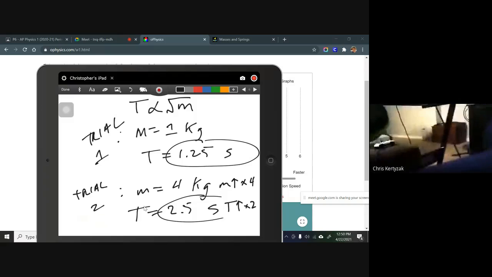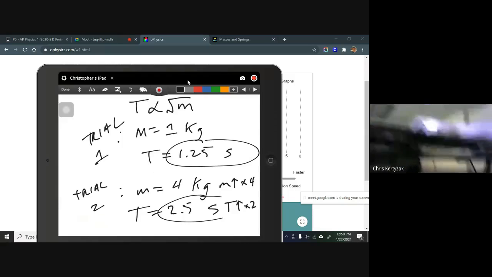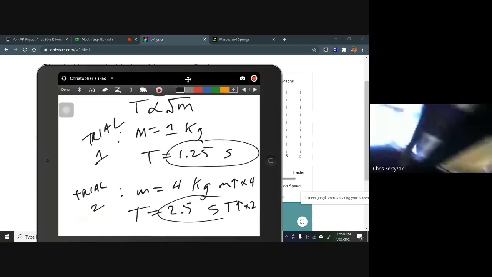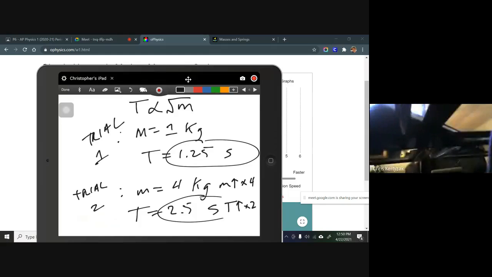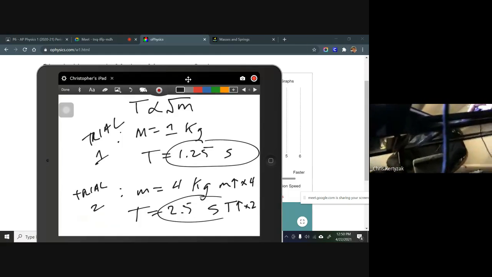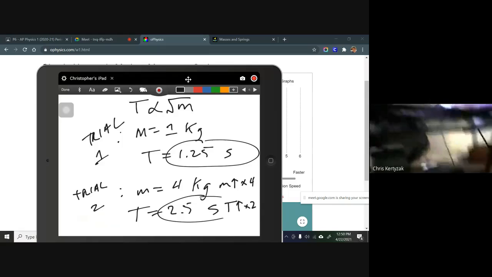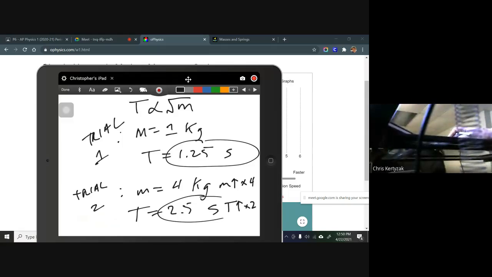Because that's what the data on this virtual simulator shows, but it's a bit hard for me to do. Though I have my setup here, unfortunately I didn't bring 2 masses where one of them is 4 times as much. I should have, but I didn't. But trust me, it comes out exactly the same.